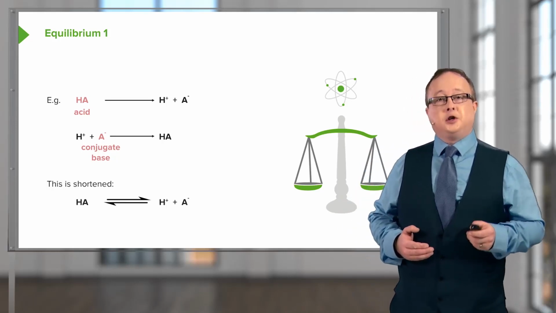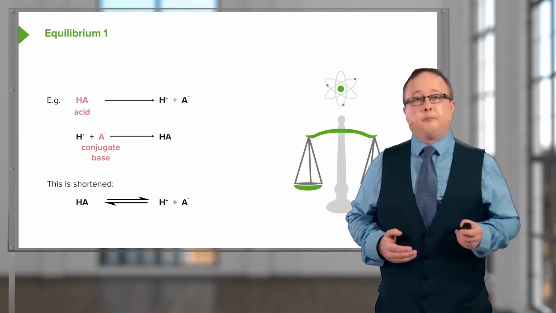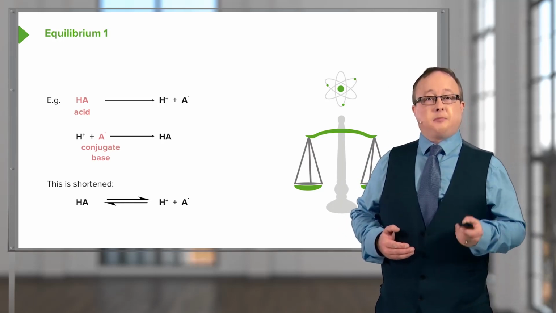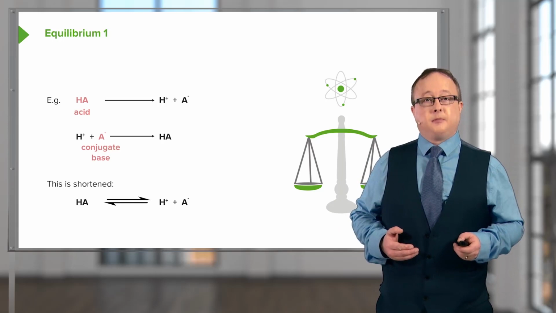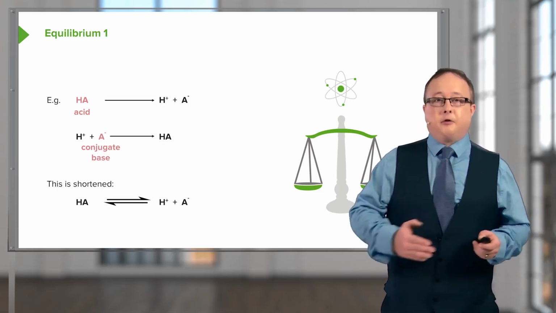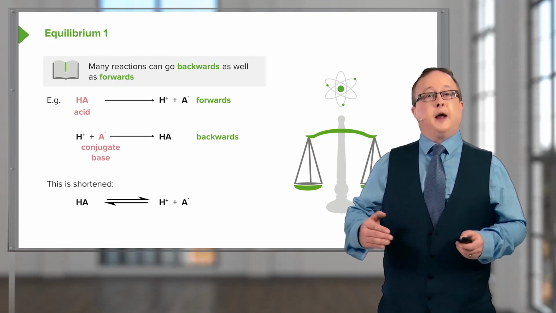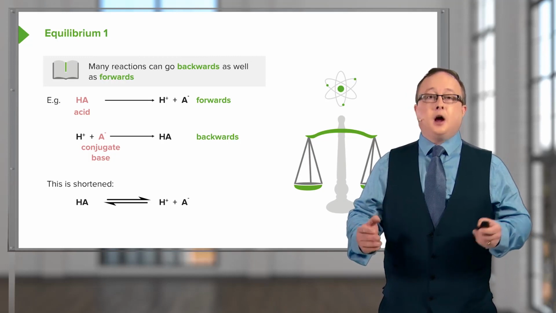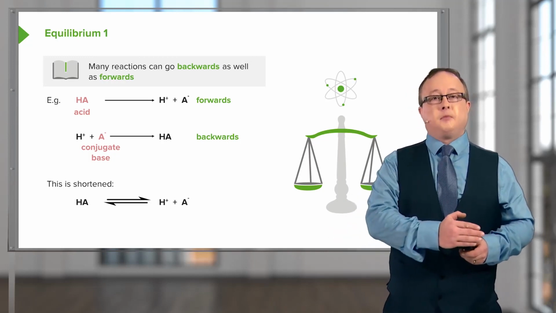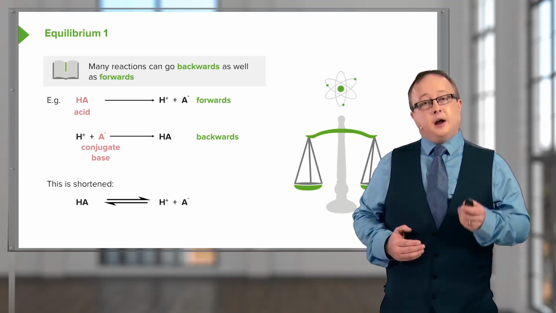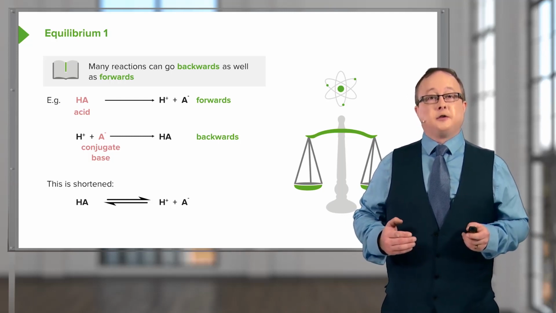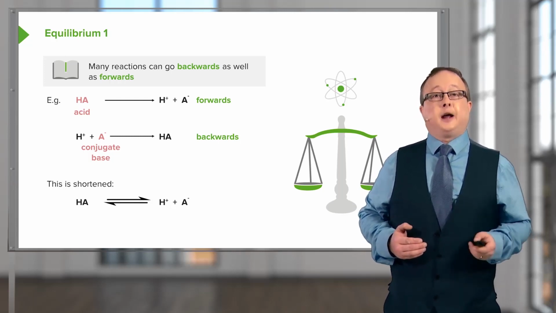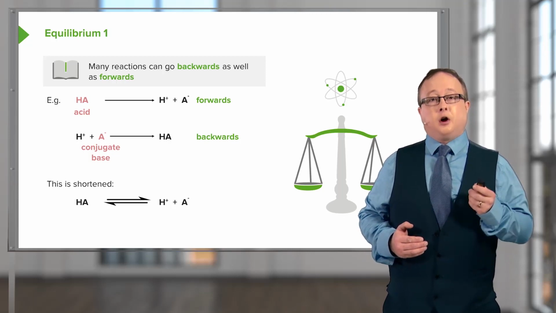This equilibrium is shortened, as you can see at the bottom part of the board, where HA is shown to be in equilibrium with the H+ and conjugate base A-. So, in other words, what this means is we have a reaction going forward, where we have HA separating out into H+ and its conjugate base, and we have the reaction going backwards. And this is how it is often described. And when you see these single-headed arrows going in opposite directions, you know that what you're dealing with is a dynamic equilibrium. And that's important for a whole number of different reasons.